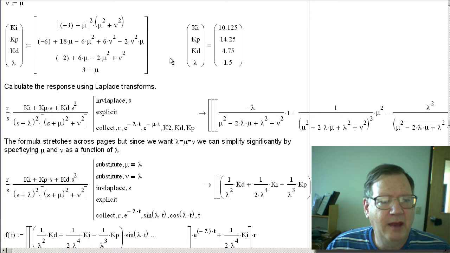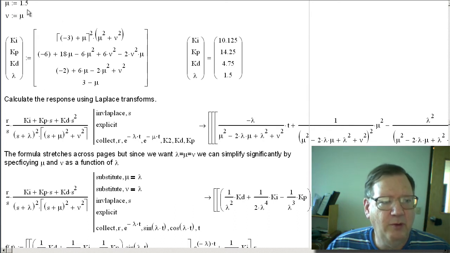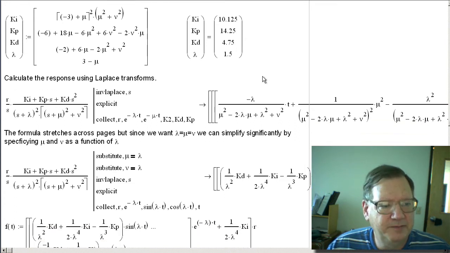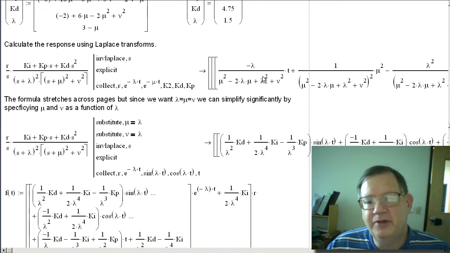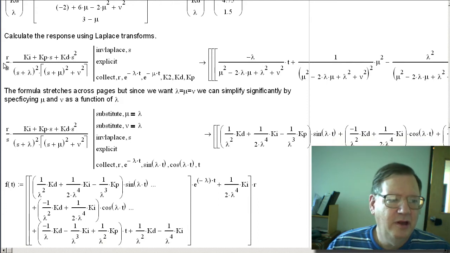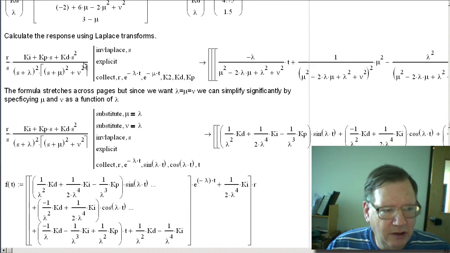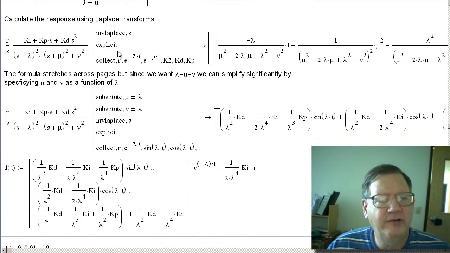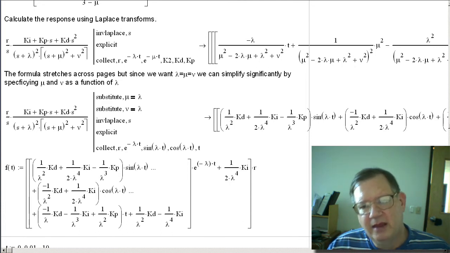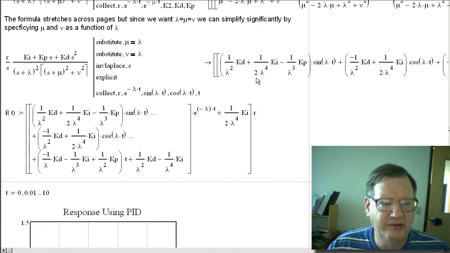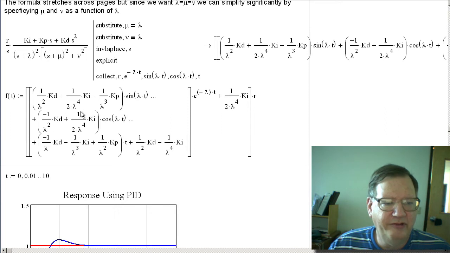And you can see that when I place mu at 1.5, lambda is at 1.5. And these are the gains for Ki, Kp, and Kd. So let's plot the response. So this is the closed loop transfer function with our set point. I'm going to do the inverse Laplace transforms. Again, that kind of stretches across a couple of pages. I'm going to simplify it, and this is what I get.